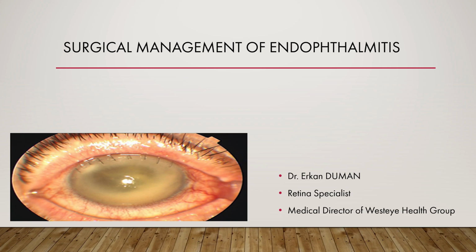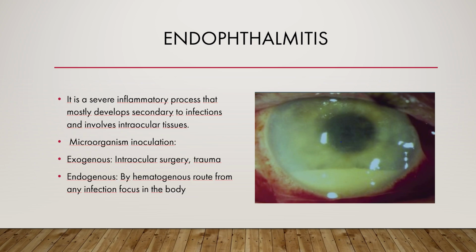Today I will try to talk about surgical management in endophthalmitis. Firstly, we have to know what endophthalmitis is. It is a severe inflammatory process that mostly develops secondary to infections and involves intraocular tissues. These infections can come to the eye from two sources. If the source is exogenous, it means you did an intraocular surgery or it exists after trauma. If the source is endogenous, it means there is an infection focus in the body.